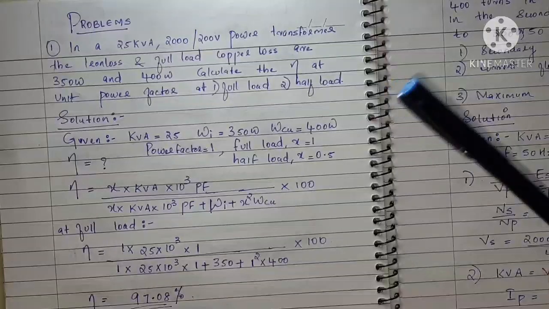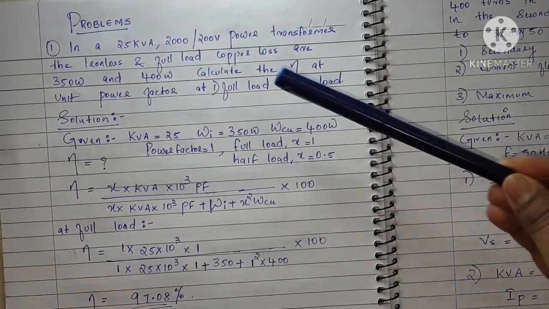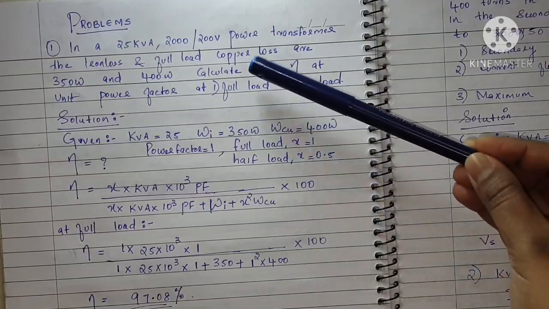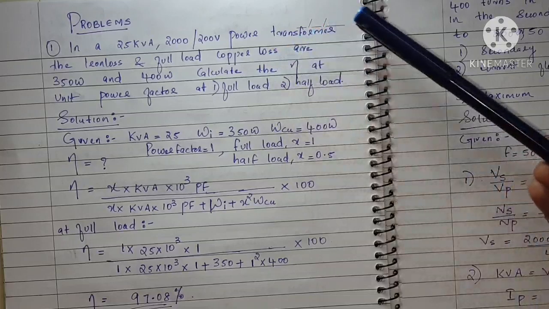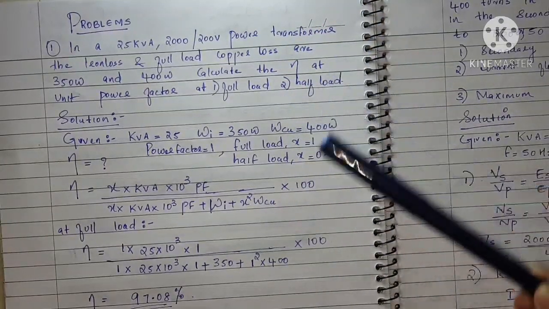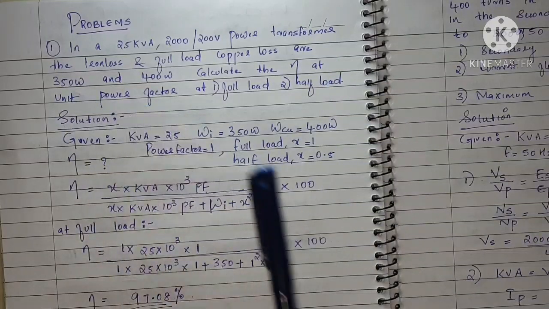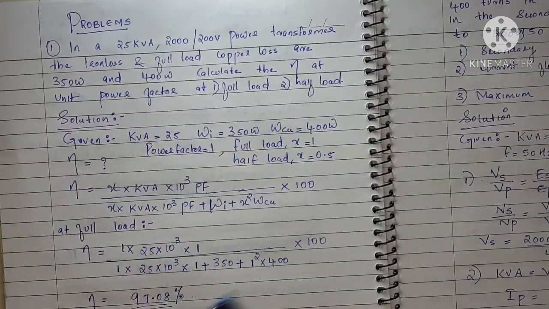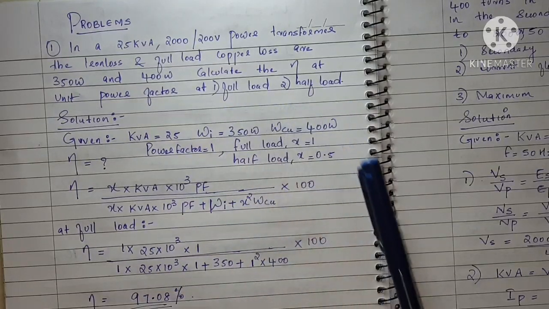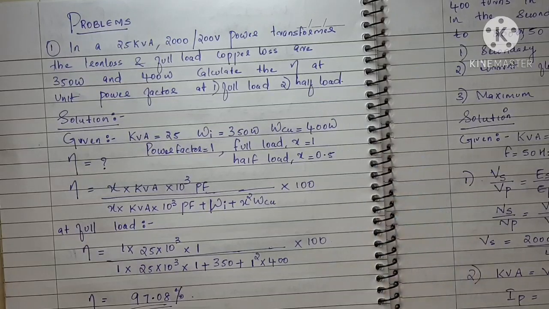Next, let's solve some numerical problems. First question is, in a 25 kilovolt ampere 2000 by 200 volt power transformer, the iron loss and full load copper losses are 350 watt and 400 watt. Calculate the efficiency at unit power factor at first full load and second half load conditions. Let's solve this.